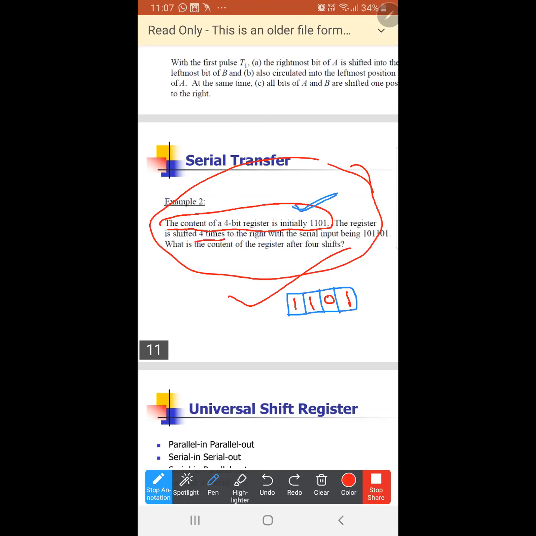Then what do they want? They want 4 shifting, meaning 4 clocks: 1 clock, 2 clock, 3 clock, 4 clock. Okay. And what is the data they want to shift? The data is 0110. Now it starts. What will be your answer after 4 clocks?